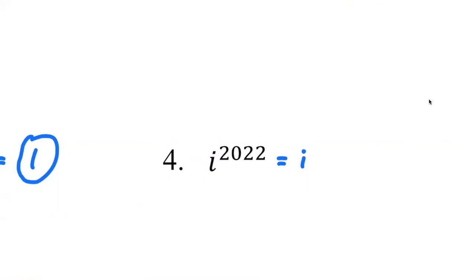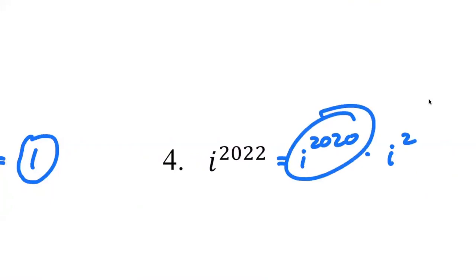And we say, oh yeah, 22 is not a multiple of 4. 20 is a multiple of 4. So to break it down, we do it this way: i to the 20th power times i squared. And that's going to be 1. So we just have i squared. And i squared is -1. Okay, done. Nice and easy.